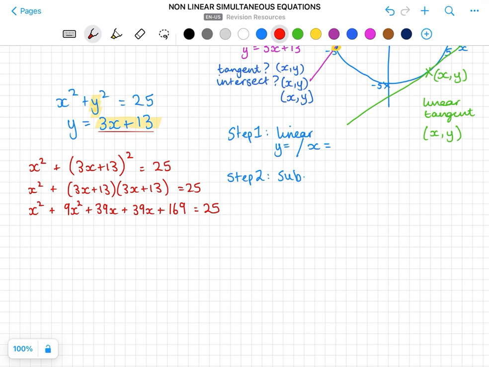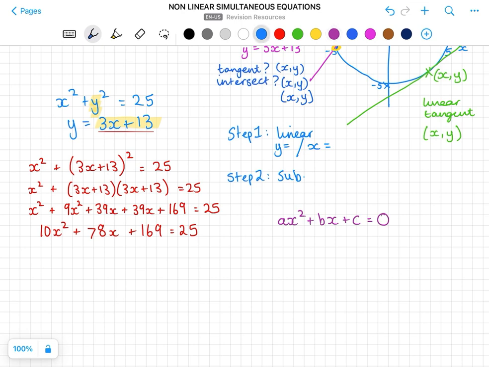Our next step is to collect any like terms. So, x squared plus 9x squared is 10x squared. 39x plus 39x is plus 78x. Plus 169 equals 25. At this stage, you'll have something that looks a bit like a quadratic, ax squared plus bx plus c. You can solve quadratics when they are equal to 0.